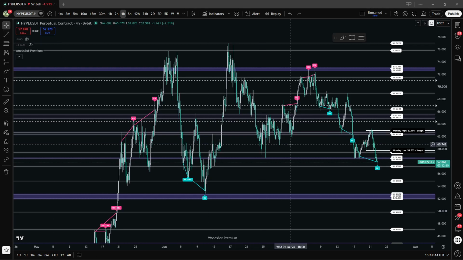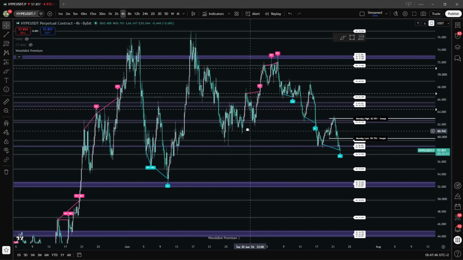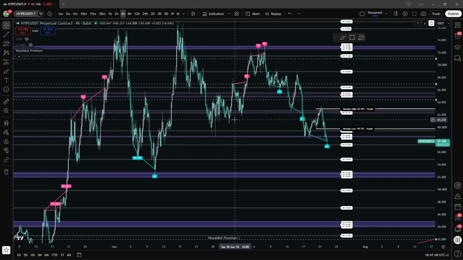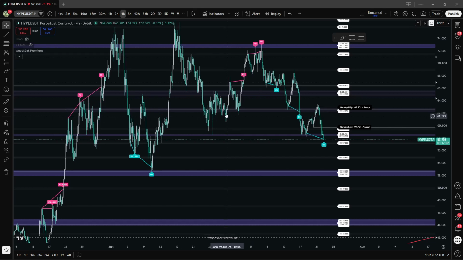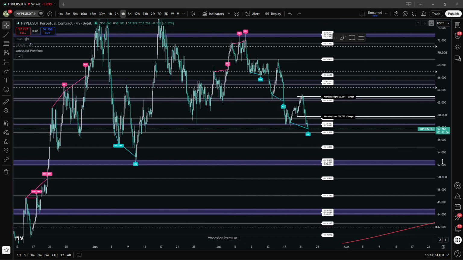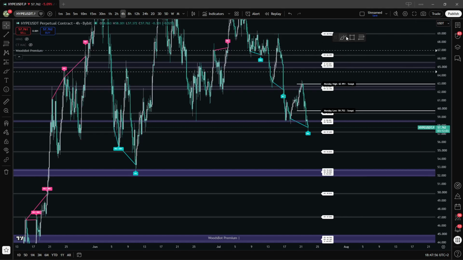I think if HYPE bounces, it should be here, and if it doesn't, which I'm not convinced about. I don't know if HYPE is going to bounce from this level, but if it does, it should be from here. And if it doesn't and keeps rejecting, I think your next best bet is a potential scalp long right here around 55. I want this Woodsbot level, and after that I think 52.